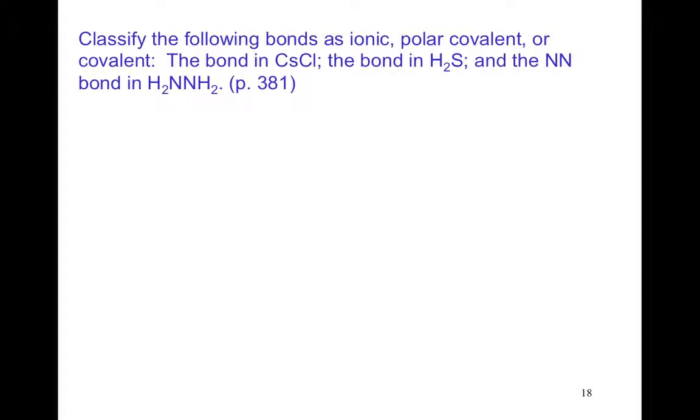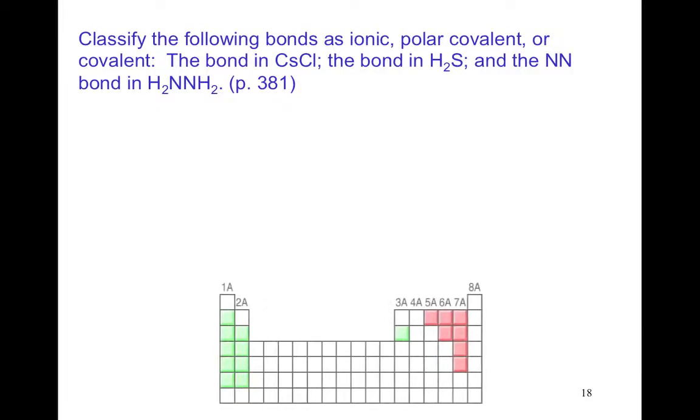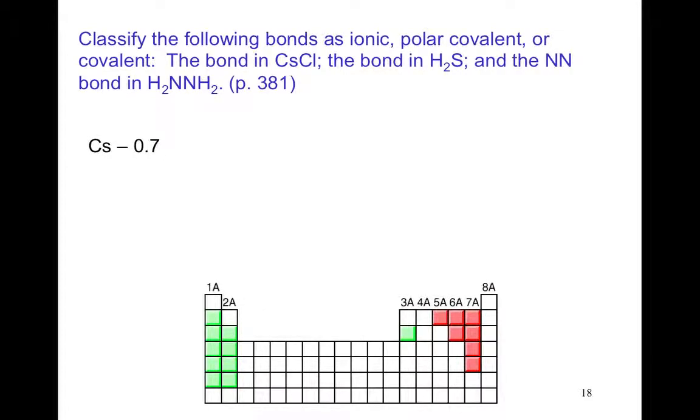Okay, hopefully you had some good luck solving these. Pretty simple subtraction. So cesium, you look on your chart, it's going to be about 0.7. Chlorine's going to be 3. So you take 3, you subtract 0.7, you get 2.3. Now we're above 2, we're going to call that ionic.